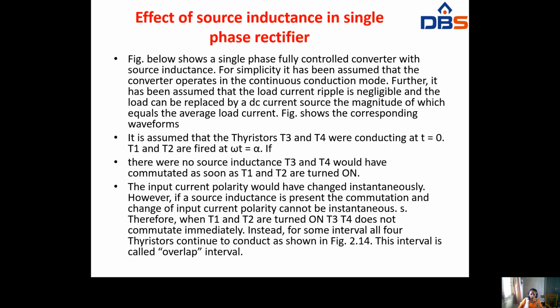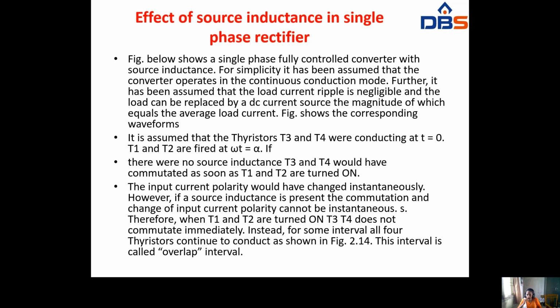For simplicity, it can be assumed that the converter operates in continuous conduction mode. Further, it has been assumed that the load current ripple is negligible and the load can be replaced by a DC current source, the magnitude of which is equal to the average load current. So the figure shows the corresponding waveforms.